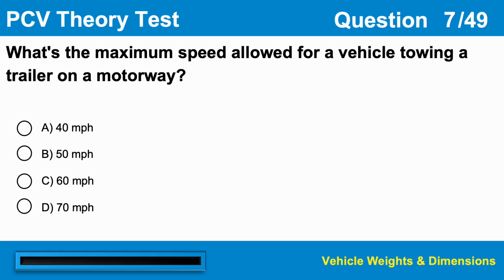Question 7. What's the maximum speed allowed for a vehicle towing a trailer on a motorway? A. 40 mph. B. 50 mph. C. 60 mph. D. 70 mph.